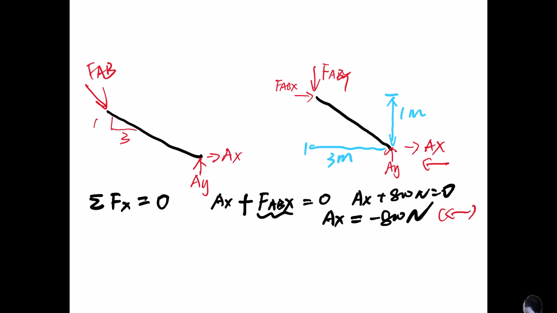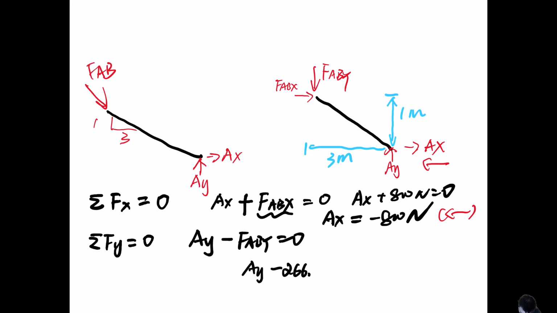Sum of Fy equals 0. AY minus FABY equals to 0. FABY is, we already solved it, it's 266.4. AY is this number, and it's positive. Okay. Until now, we solved all the problems. We solved all the forces for both sections, for both parts.